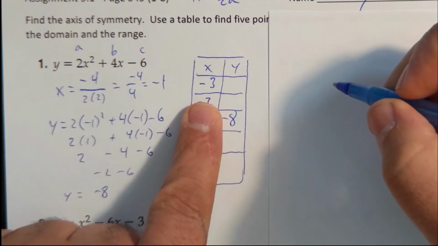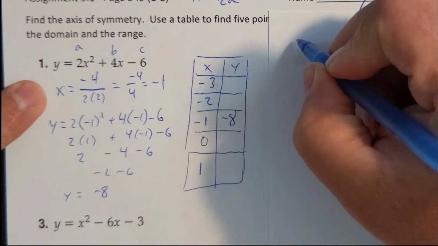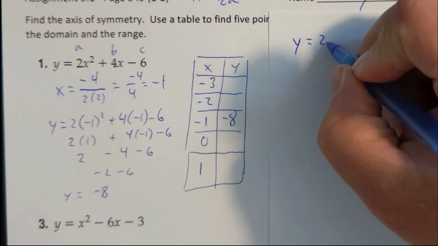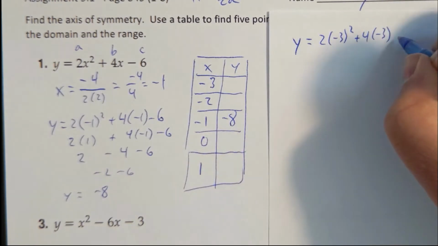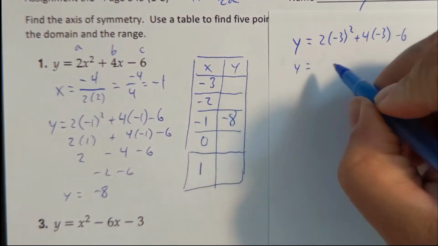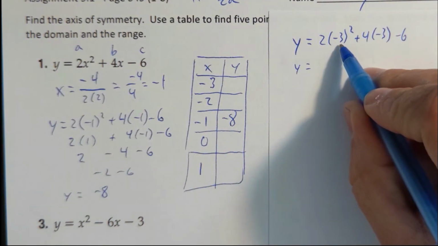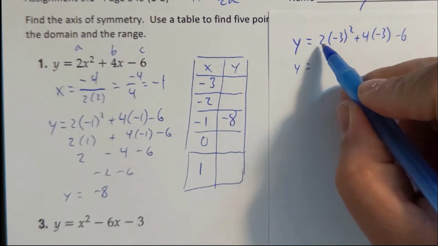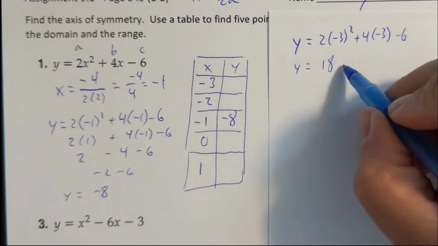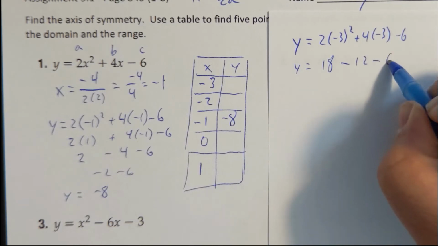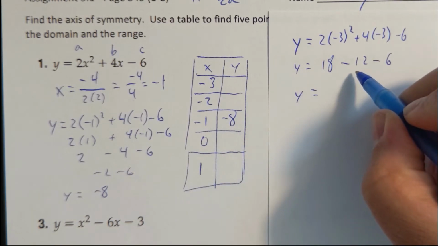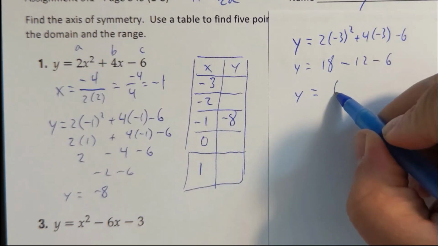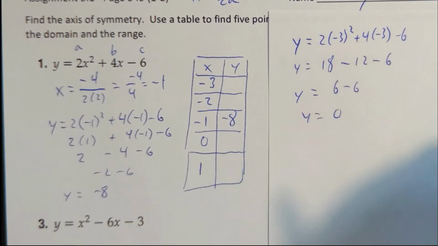So if I start out with the negative 3, I'm going to put that in for the x value. I'm going to go y equals 2 times negative 3 squared plus 4 times negative 3 minus 6. And then that's going to give me negative 3 squared is going to be negative 3 times negative 3, so that's positive 9. 9 times 2 is 18. 4 times negative 3, you're going to have minus 12, and then minus 6. Then 18 minus 12 is 6, and then 6 minus 6, we're down to 0. So that means first one, 0.